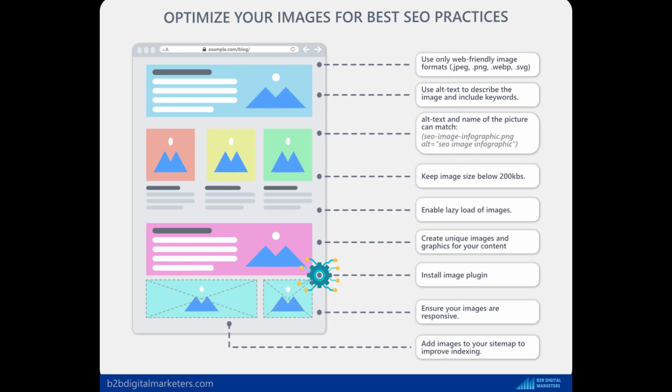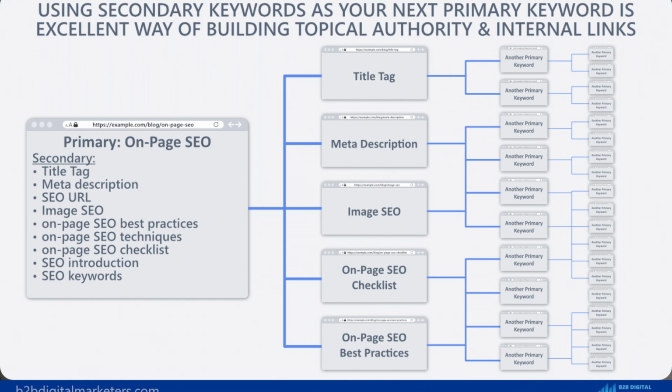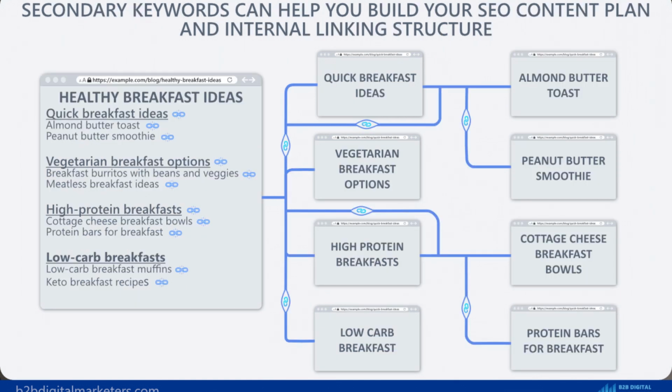The third one, optimize your images. Include your target keywords in your images, file names, and of course alt tag. Next one, use secondary keywords. Conduct thorough research and include these keywords in your tags. Then use these secondary keywords as primary keywords for other content. This creates a network of interrelated content on your site and boosts your semantic SEO.